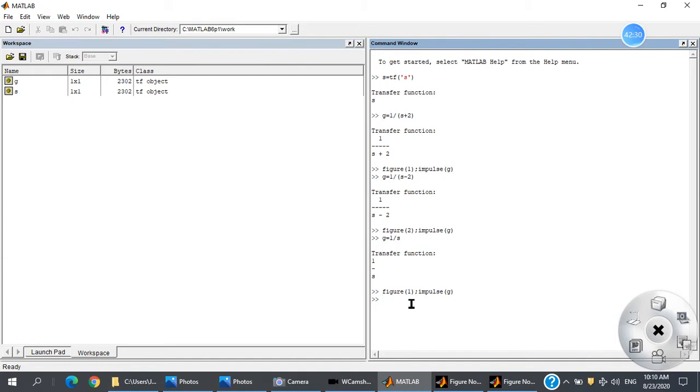You can also consider a second order system. Like now g equal to 1 over s squared plus 4 times s plus a constant like 1.